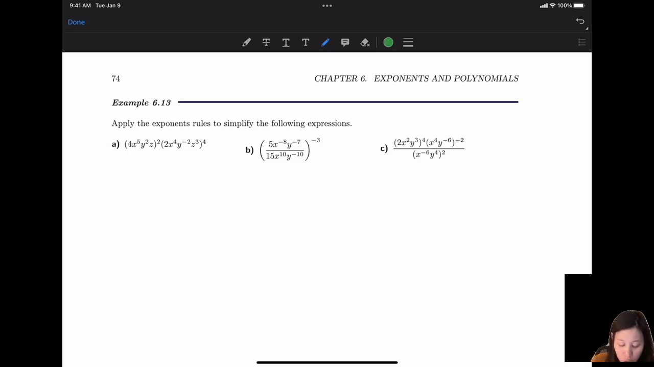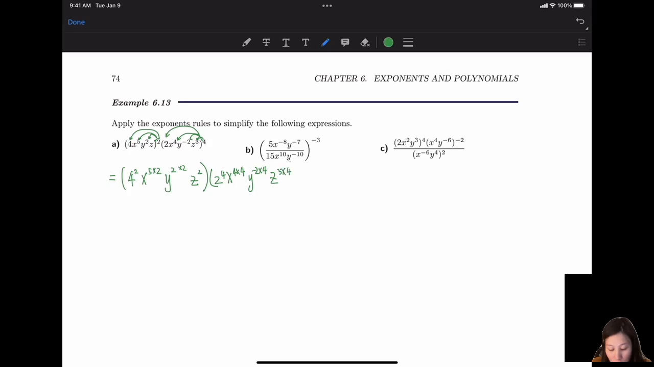You need to distribute the 2 inside of everything, totaling 14th. So you have 4 to the second power, x to the 5th times 2, y to the 2 times 2, z to the 2. And then for the second one, the same: 2 to the 4th, x to the 4 times 4, y to the negative times 4, z to the 3 times 4.